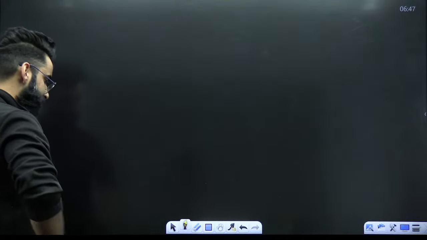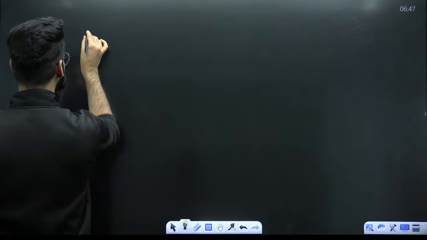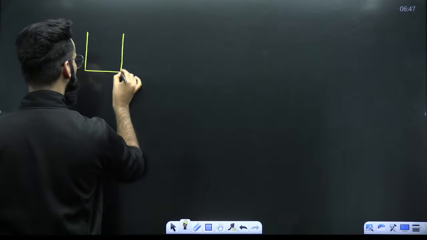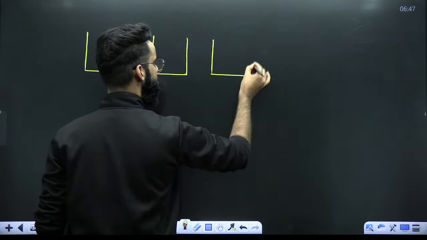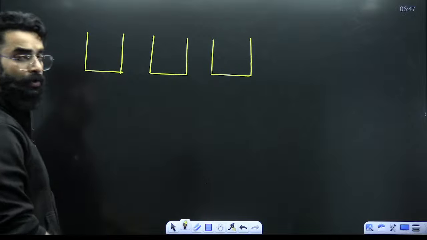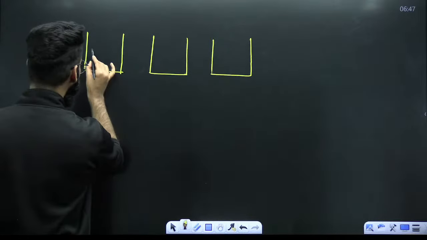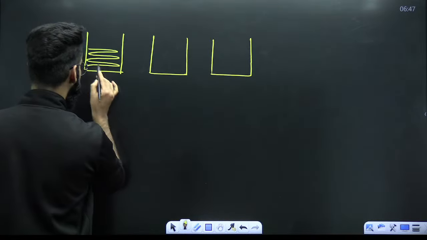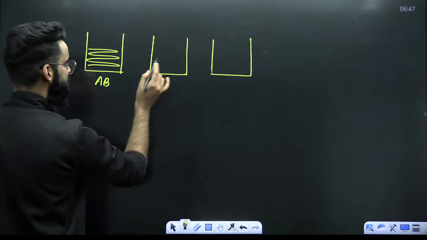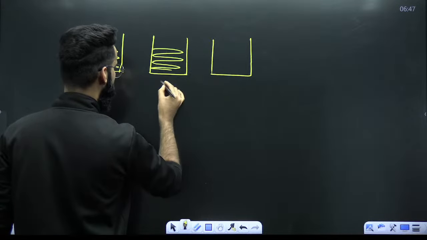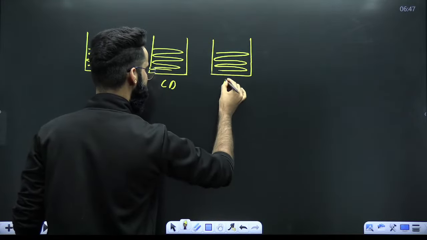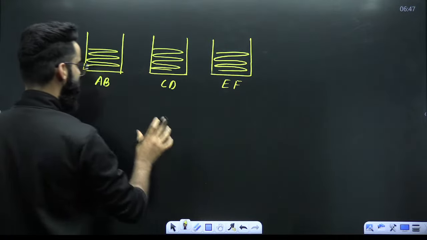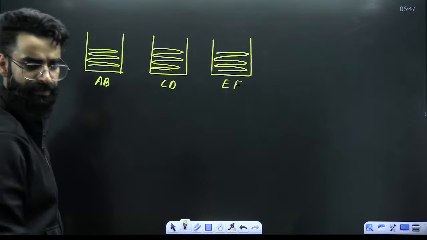Let's try to understand. See, guys, as far as this particular question is concerned, imagine that I have got, for example, 3 electrolytic cells like this. Assume that in this particular container, there is one electrolyte, for example, AB, just to make you understand. In this particular container, there is one more electrolyte, for example, CD. Let's say in this particular container, there is one more electrolyte, for example, EF. So we have got 3 different electrolytes present in 3 different containers.